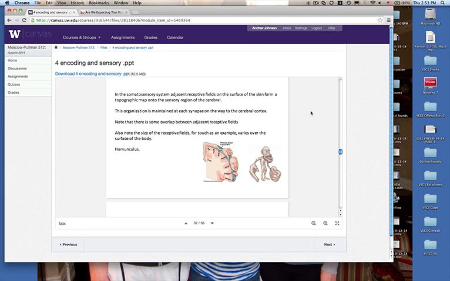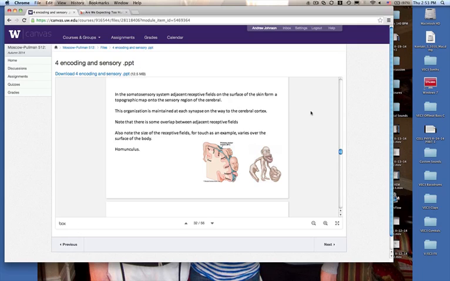For example, our hands get tons of representation in the motor cortex. Our lips get a lot of representation in the motor cortex. And if you were to map out proportionally the size of it, you get the homunculus. So that's where that comes from. And you have different homunculi for different systems. You'll have your motor cortex and your different sensory systems as well.